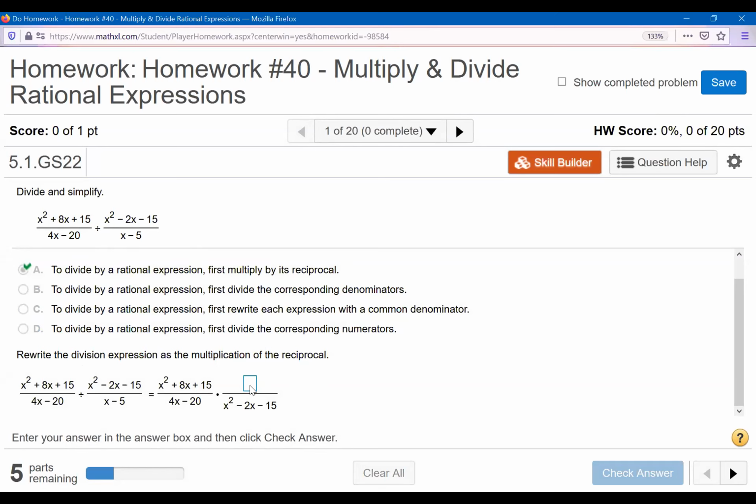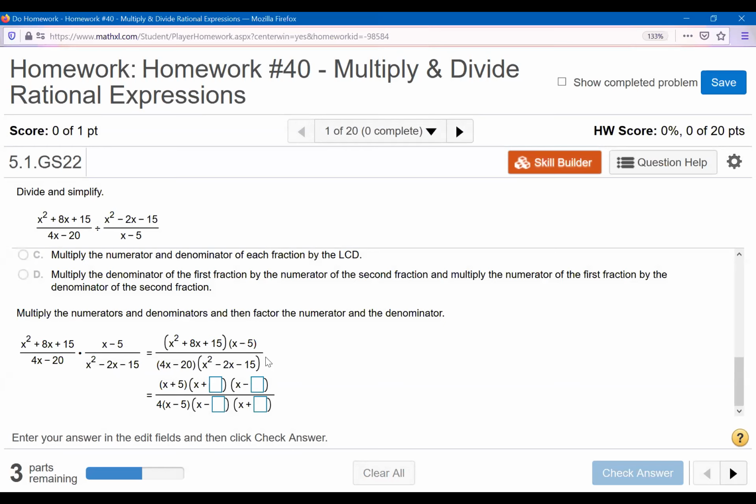All right, now we get to actually factor. Okay, so multiply the numerators and denominators, then factor the numerator and denominator. So okay, this is different. They're actually putting it all together in one giant fraction and then factoring. That is actually a little different from how I showed you. I had us factor first and then cancel. So it all works out to the same thing.